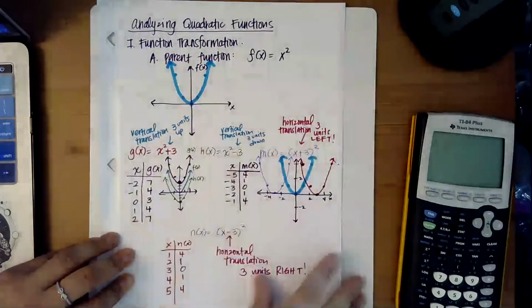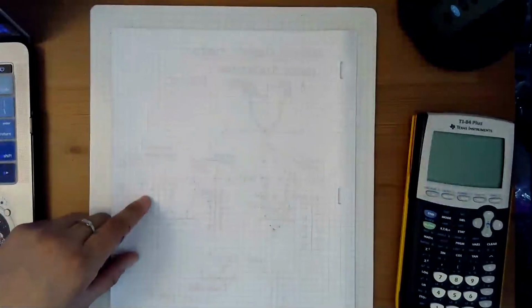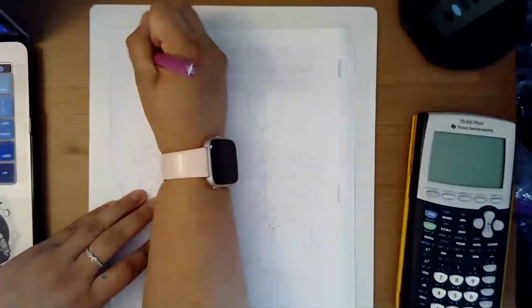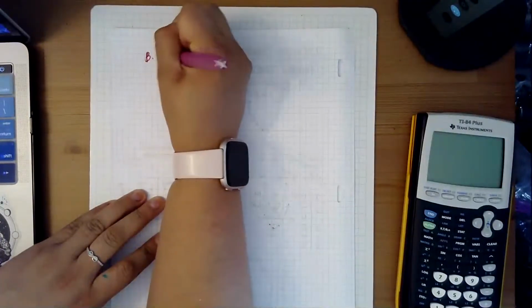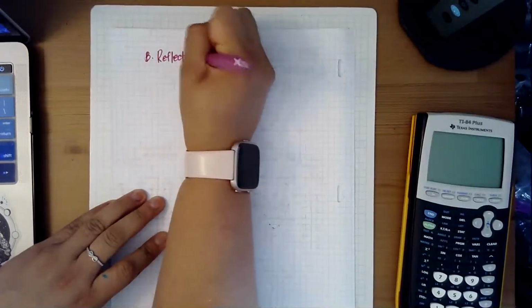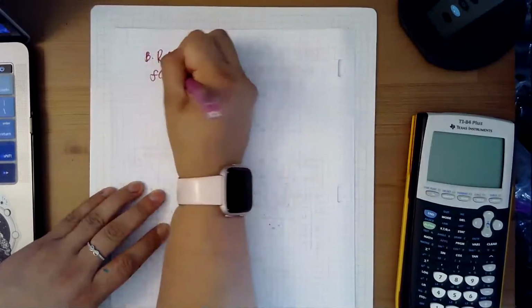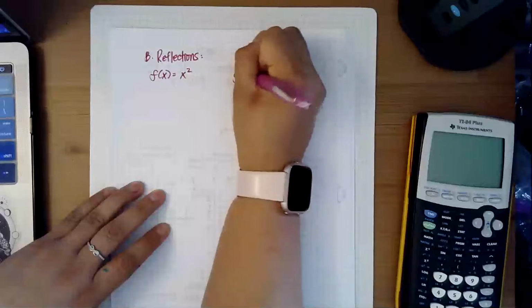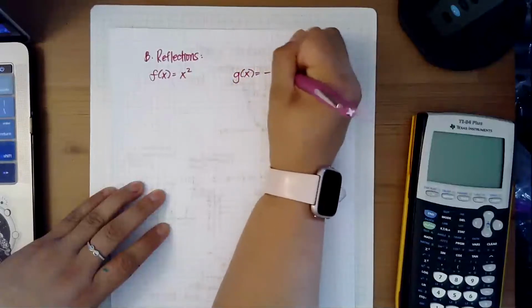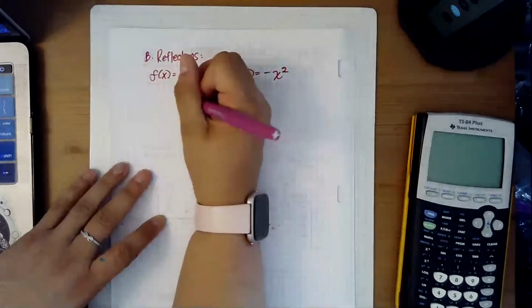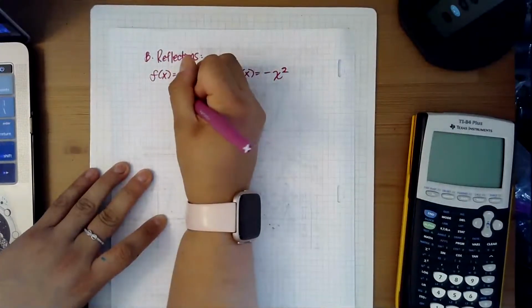So this takes us now to why it's so important to be able to recognize vertex form, but I'm going to do another little thing on reflections, and this is really important. So I have f of x, my parent function is x squared, but now this time I'm going to say g of x is -x squared. Oh, that's important right there. So let's go ahead and see what that graph looks like.